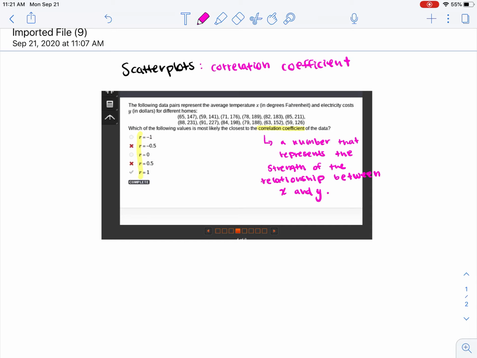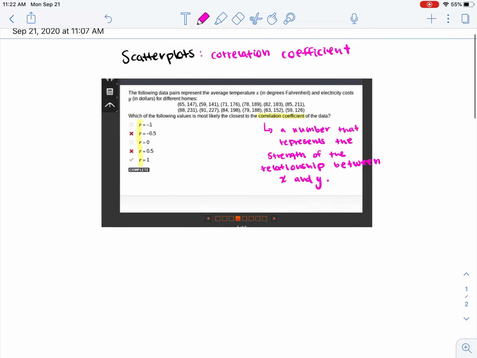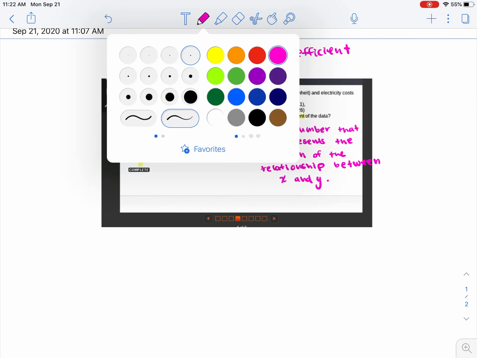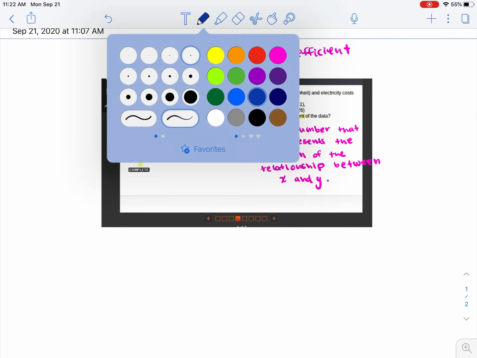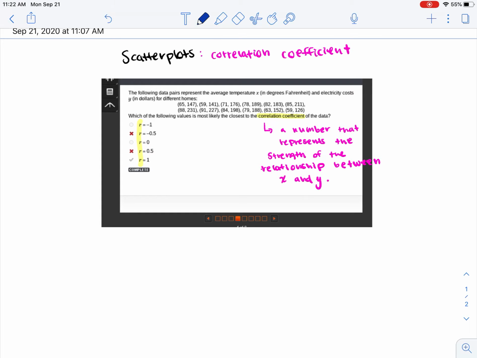So right now our X is degrees Fahrenheit and Y is in dollars for electricity costs. So it's saying, do they have a connection? Do they have a relationship? Is their relationship strong or is their relationship weak? And that's what correlation coefficient represents. So to see it as a visual, I'm going to do R equals 0 first.